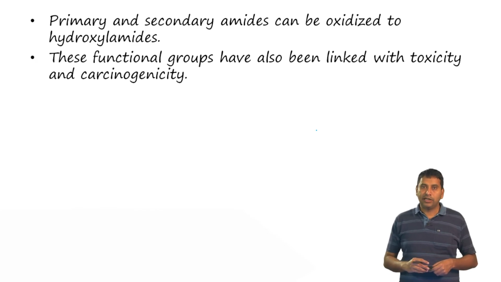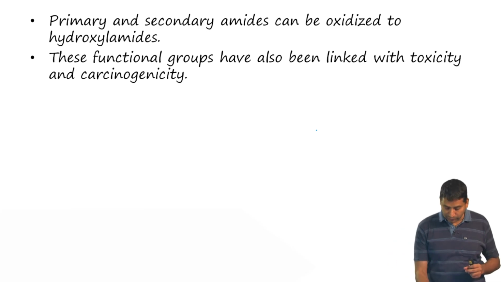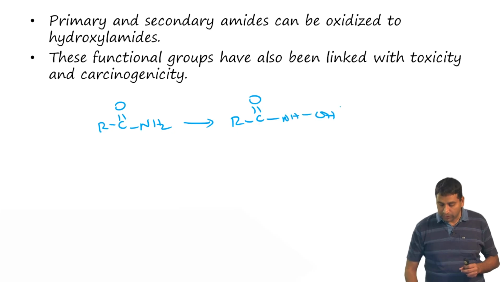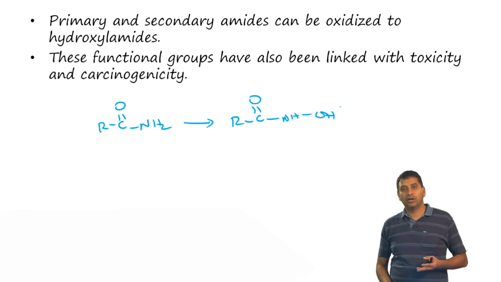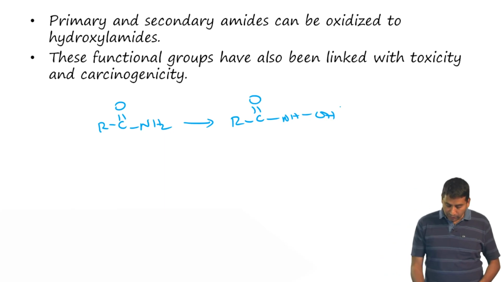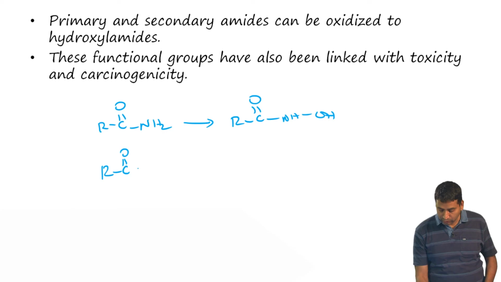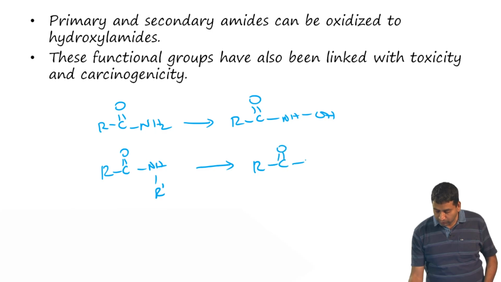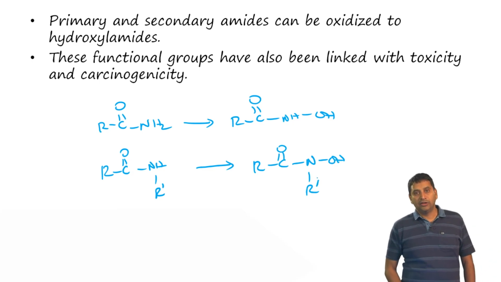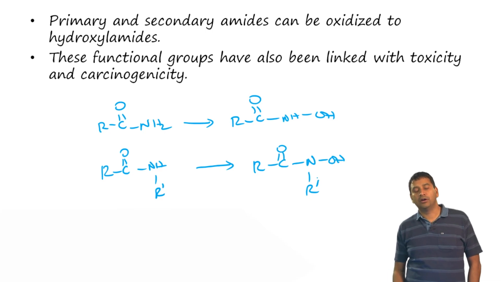Primary and secondary amides can also be oxidized to the corresponding hydroxylamides. So, when you have R C double bond O NH2, these can also undergo oxidation to form R C double bond O NH-OH, and these are some functional groups that have been associated with toxicity and carcinogenicity. And so, one needs to understand whether an amide that is going to be formed has a propensity to form this kind of intermediate or not. Okay. You can also have secondary amides R C double bond O NH R prime, which can then undergo oxidation to give you R C double bond O N OH, and this R prime is intact, right. So, this is also possible, and so this is something to keep in mind if you are going to have an amide as a functional group in your drug.